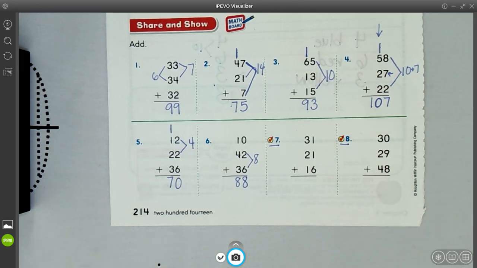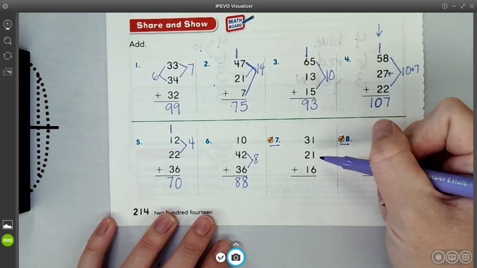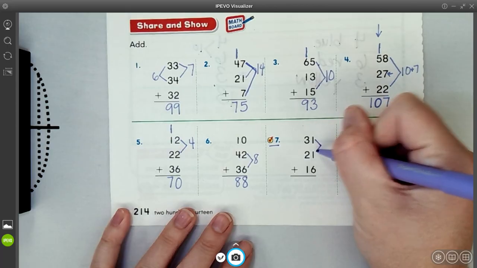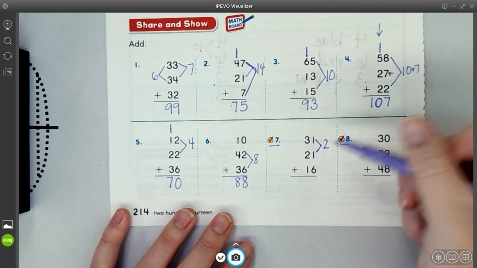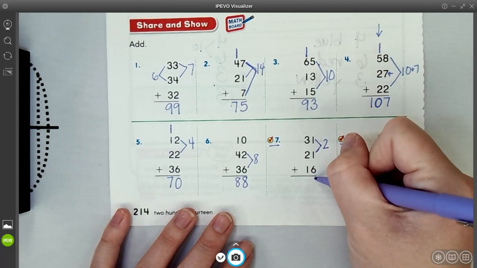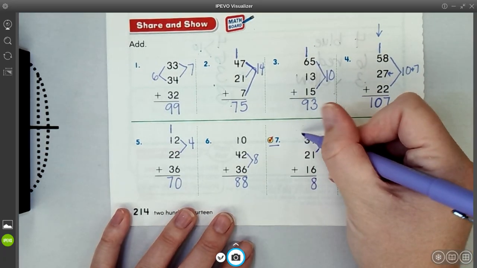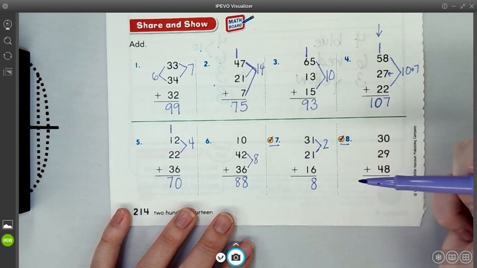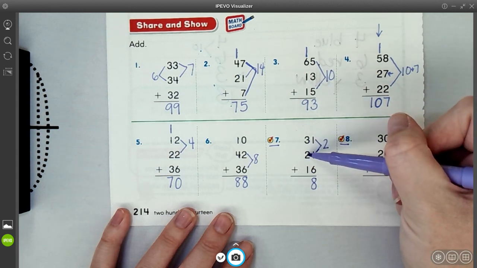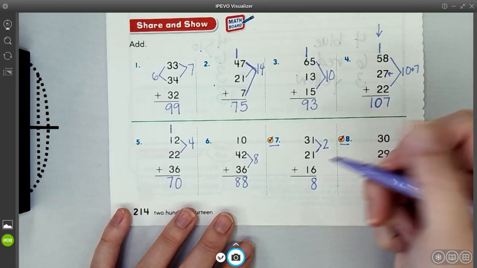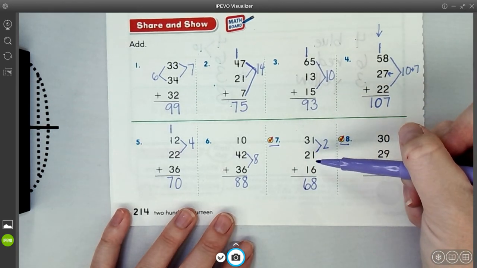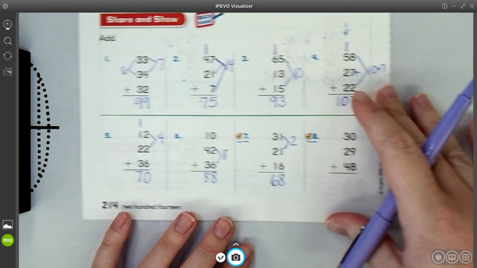Great job, second graders. Okay, so for number 7, 31 plus 21 plus 16. I'm going to start at my top. 1 plus 1 would be 2, plus 6 more equals 8. I don't have anything to regroup, so then I just add my tens. 3 plus 2 plus 1. Well, 3 plus 2 would be 5, and 1 more is 6. So 31 plus 21 plus 16 equals 68.